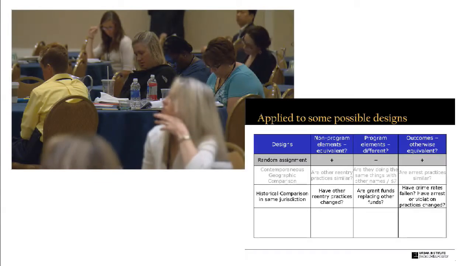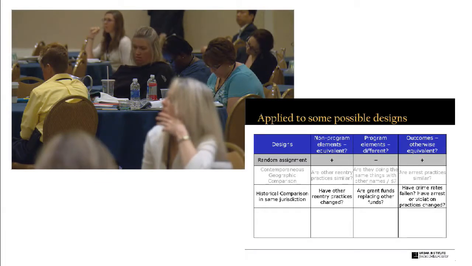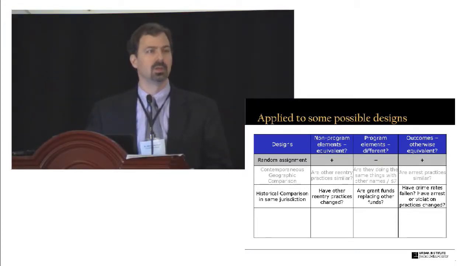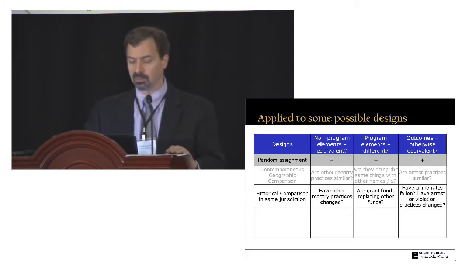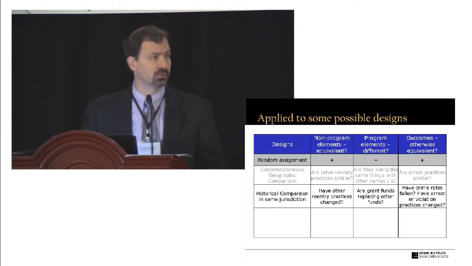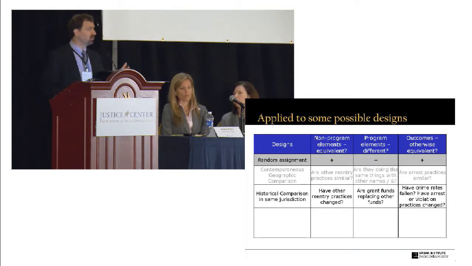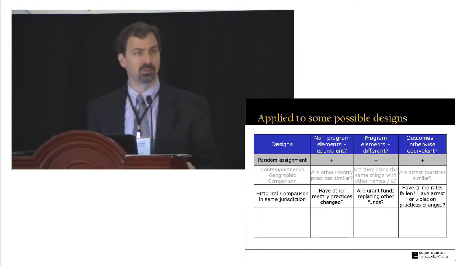Another design might be a historical comparison in the same jurisdiction. You look at folks who were released in the year before the program started up, and you compare them to the folks who got released while the program was ongoing, and then you have to ask yourself the same questions. Are non-program elements equivalent? Or is it possible that there's other reentry practices that have changed? Are the program elements different? You've got the grant, you're doing the program. Is it really new practices, or is it funding things that were being funded some other way? You had a different grant from somewhere else beforehand. And then would the outcomes otherwise be equivalent?